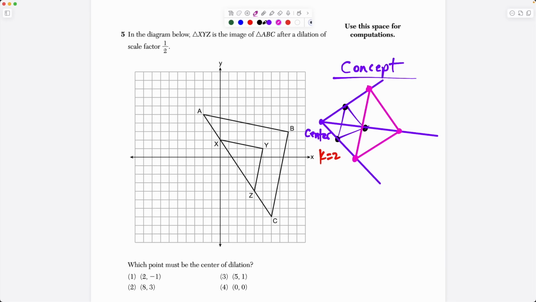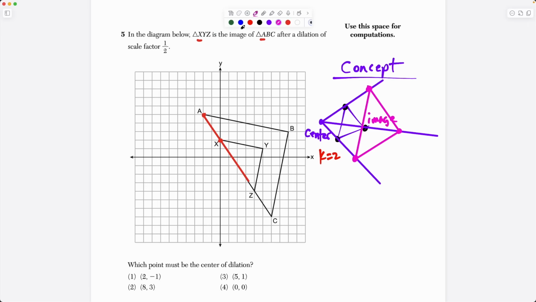So in this case here, I started with the purple, and I'm calling this one the image. And if I want to find my center of dilation, I just think about which points are corresponding. So here we have triangle XYZ is the image of triangle ABC. That means X and A have to be corresponding. So these, I would just extend a line segment here in this direction. And I could just keep going as far as I want, but let's say I just stop it here.